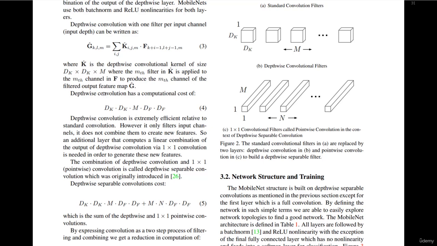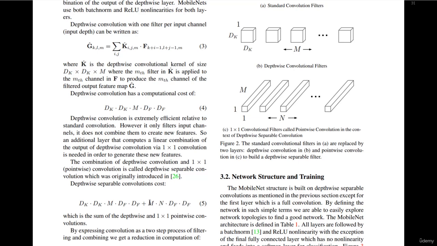And then since the depth-wise separable is done by combining the depth-wise convolution with a point-wise convolution, which is this 1-by-1 filter convolution, we have to take the depth-wise convolution value which we had from here, which is this, and add it up to the 1-by-1 filter convolution. So that's how we obtain m by n by df.